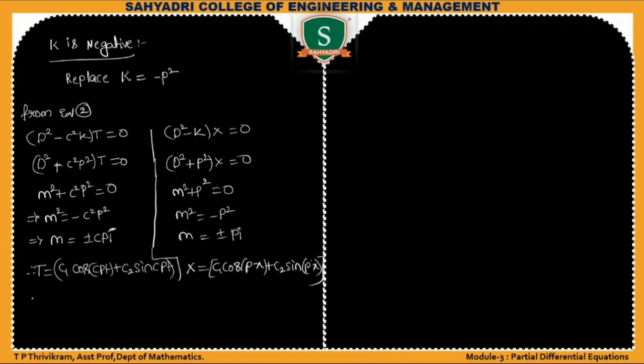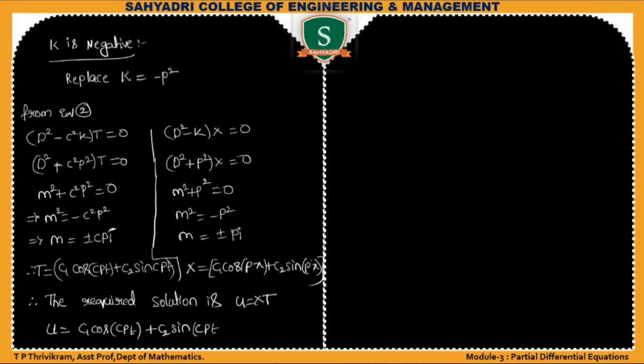Therefore, the required solution is u is equal to x t, which is nothing but u is equal to (c1 cos cpt plus c2 sin cpt) into (c3 cos px plus c4 sin px). So this is the actual solution.